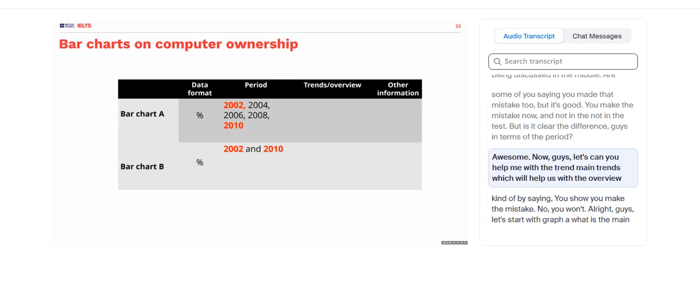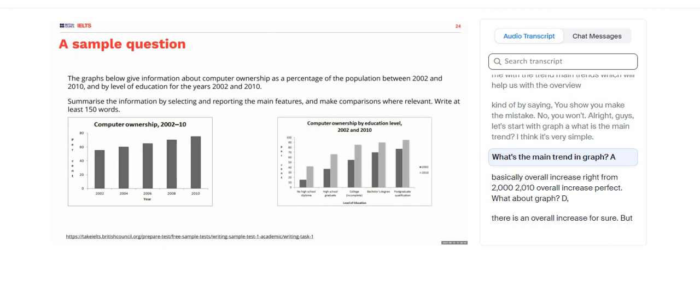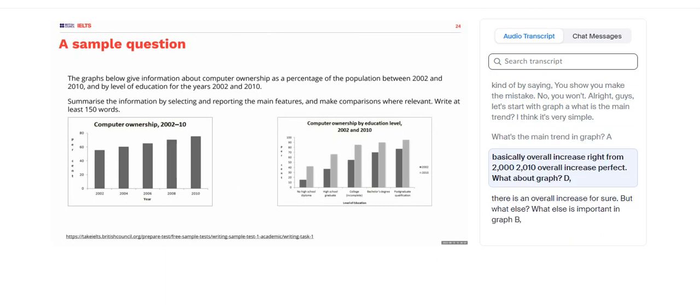Awesome. Now, guys, can you help me with the main trends, which will help us with the overview? All right, guys, let's start with graph A. What is the main trend? I think it's very simple. What's the main trend in graph A? Basically, overall increase, right? From 2002 to 2010, overall increase.